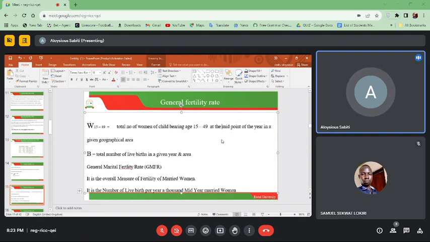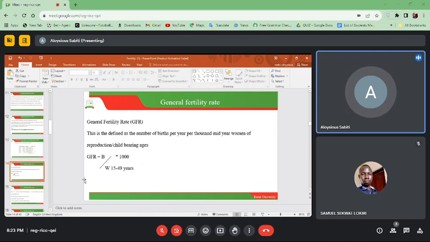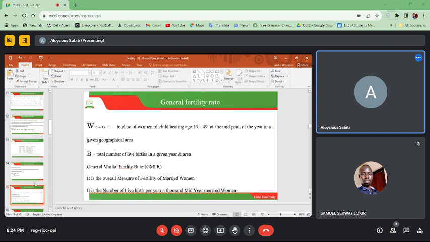So here we are looking at the midyear population, but we're only looking at the midyear population of childbearing age, because we cannot consider men because they do not conceive. So here we are generally looking at the midyear population of women. So the number of live births that occur in that particular year divided by the number of women of reproductive age of that particular year multiplied by 1,000 gives you what we call the general fertility rate. So B, like I've said, is the number of live births in a given year.